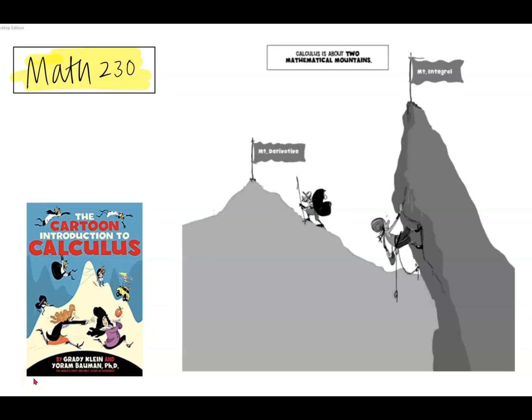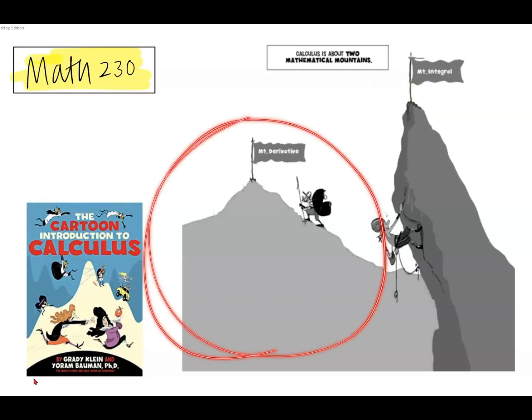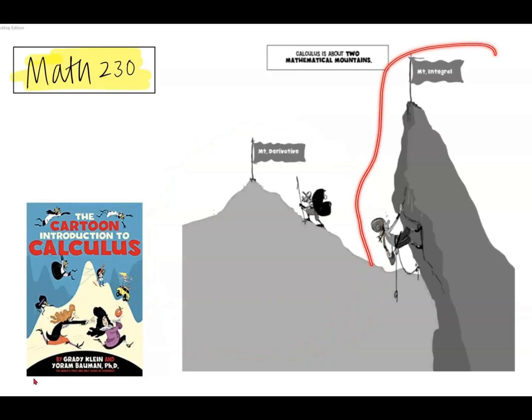And at the end of Calculus 1, you learned that calculus is actually about two mathematical mountains. Mount Derivative, which we spent a lot of time on, but then you were introduced to Mount Integral. And these two mountains have a very special relationship, which is encapsulated in the fundamental theorem of calculus, which is one of the greatest ideas mankind has ever come up with. And so now that you're proficient on Mount Derivative, this semester we're really going to tackle Mount Integral, and we're going to see a lot of the wonderful things that this tool can do.